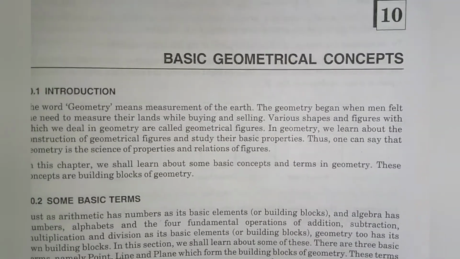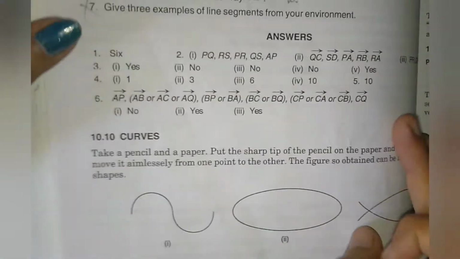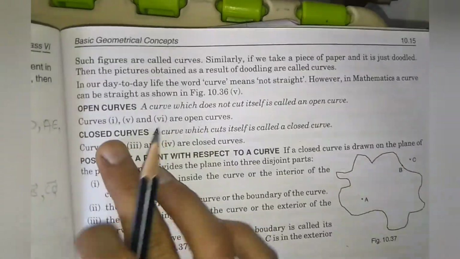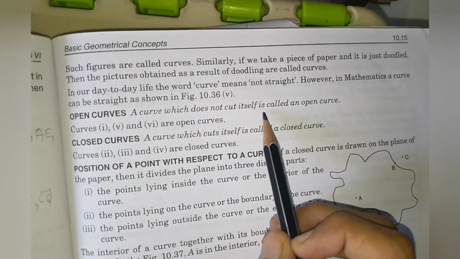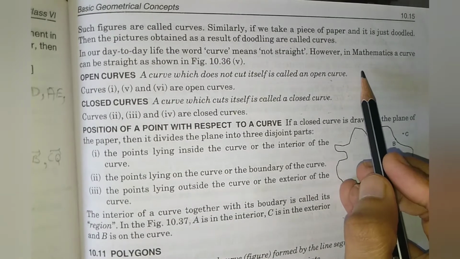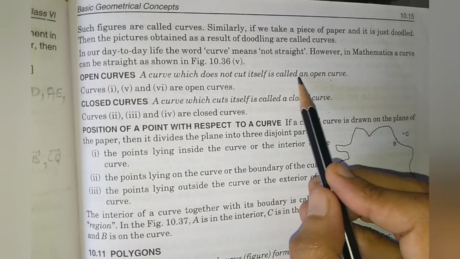R.D. Sharma, Class 6, Mathematics, Chapter number 10, Basic Geometrical Concepts. In that, the topic is curve. Now, curves are of two types: open curve and closed curve. The definition is that a curve which does not cut itself is called an open curve.